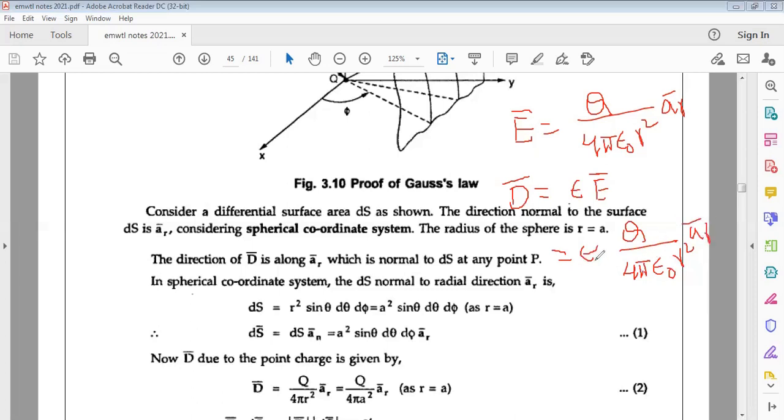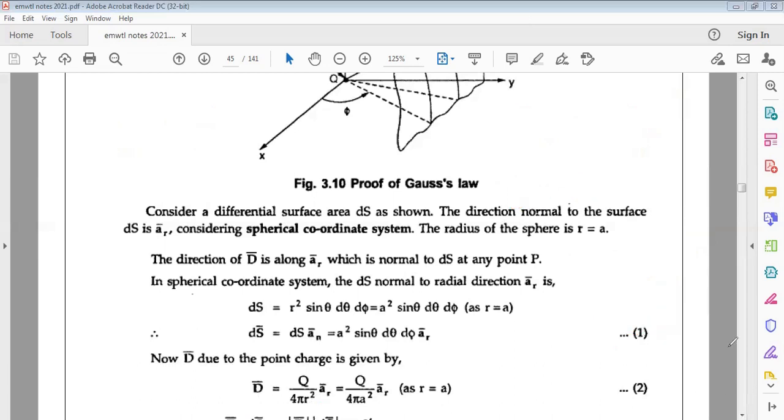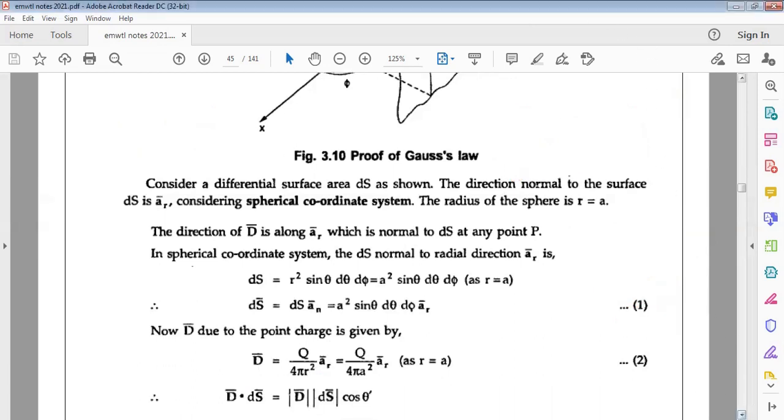Okay, and this epsilon is nothing but epsilon naught and epsilon r only. In free space, the value of epsilon r is equal to 1, so we have only epsilon naught. So both the epsilon naught get cancelled. D bar is equal to Q by 4 pi R square into AR bar. This is the formula you get for the electric flux density of a point charge. What is the R here? A square only. So Q by 4 pi A square into AR bar as R is equal to A. Got it, my dear students?